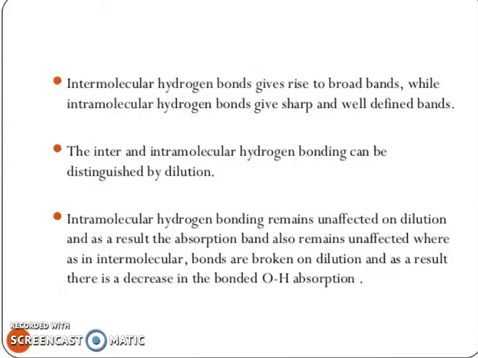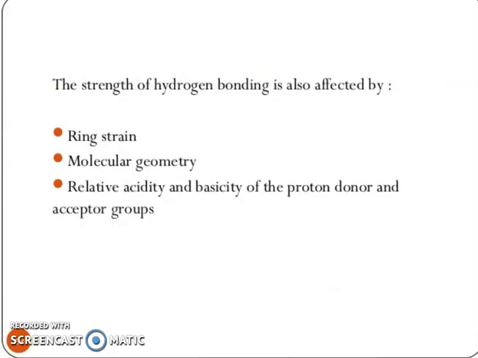My friend, intermolecular hydrogen bonds give rise to a broad band, while intramolecular bonds give a sharp and well-defined band. Inter- and intramolecular hydrogen bonding can be distinguished by dilution. Intramolecular hydrogen bonding remains unaffected on dilution, so the absorption band also remains unaffected, whereas in intermolecular bonding, bonds are broken on dilution. As a result, there is a decrease in bonded OH absorption. The strength of hydrogen bonding is also affected by ring strain, molecular geometry, and the relative acidity and basicity of the proton donor and acceptor groups.